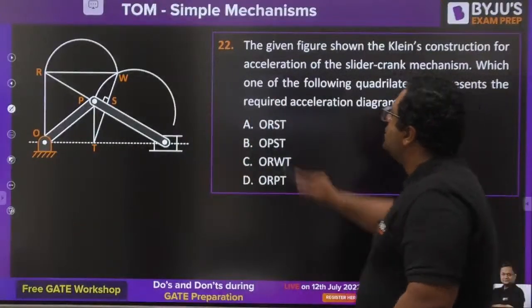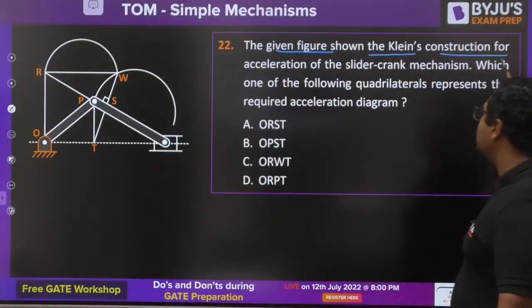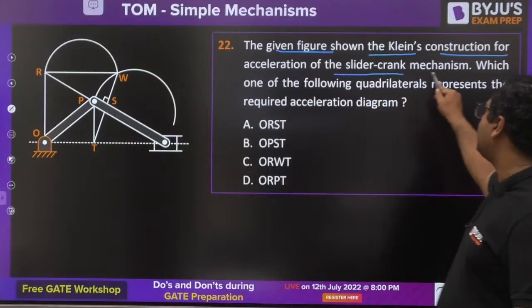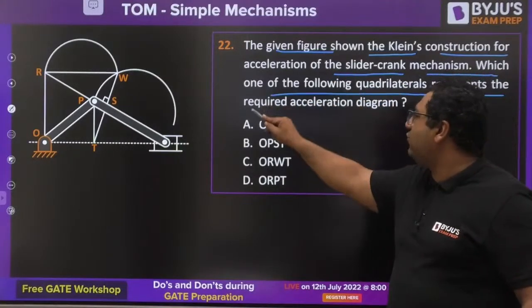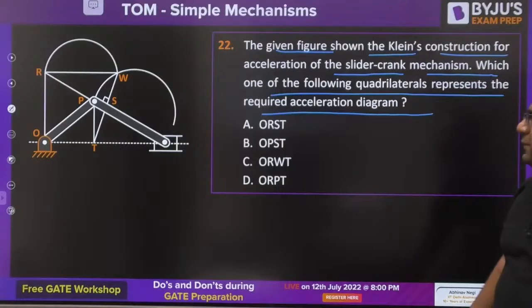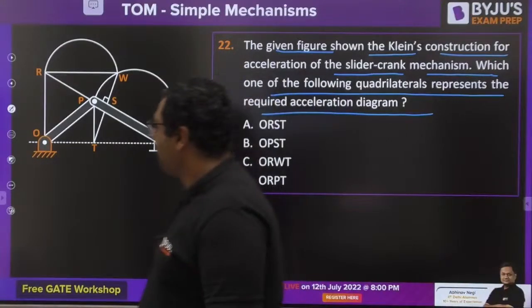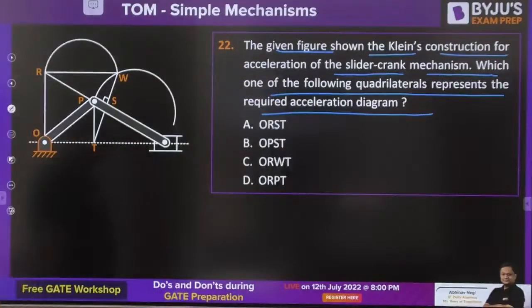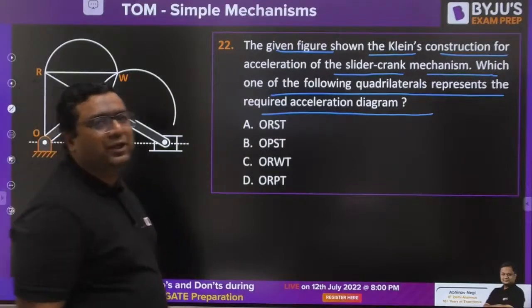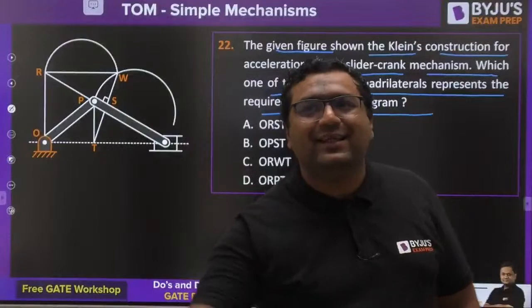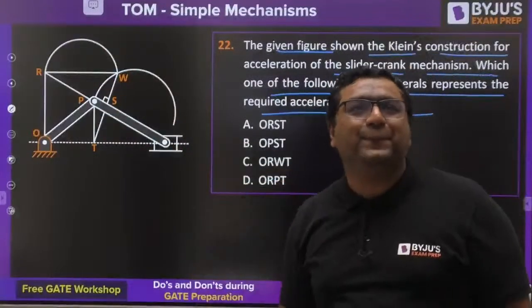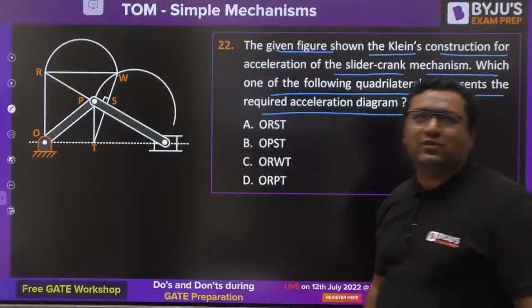Okay, so the given figure shows the Klein's construction for acceleration of slider crank mechanism. Which one of the following quadrilaterals represents the acceleration diagram? Which quadrilateral, dear? Let us see how many of you will give the right answer for this. This is the last question for today.